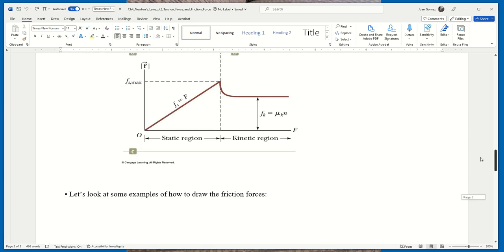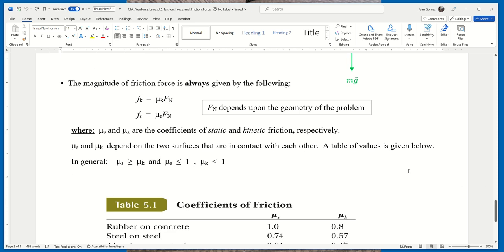We know how to get the direction. Whether it's Fk or Fs, I like to say friction force is coefficient times normal force. So Fk is mu k Fn, Fs is mu s Fn. This is always true, 100%.